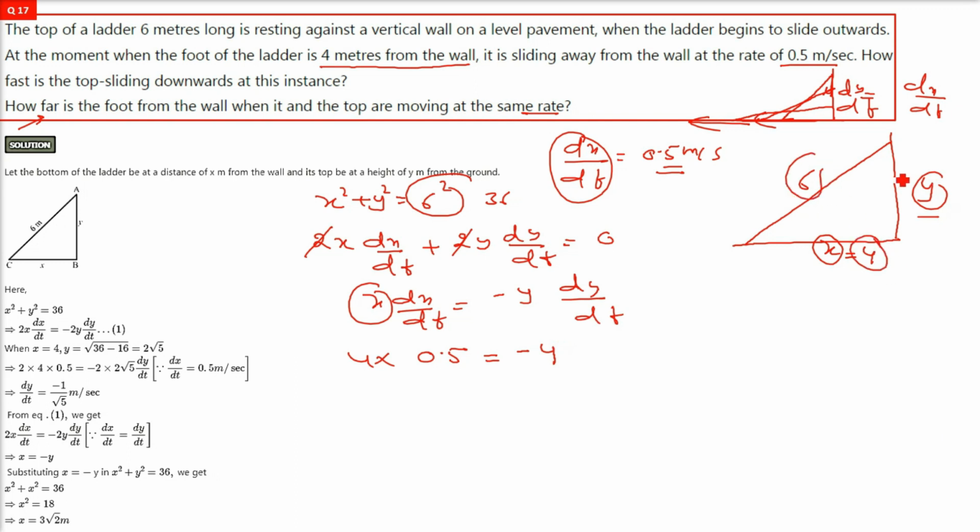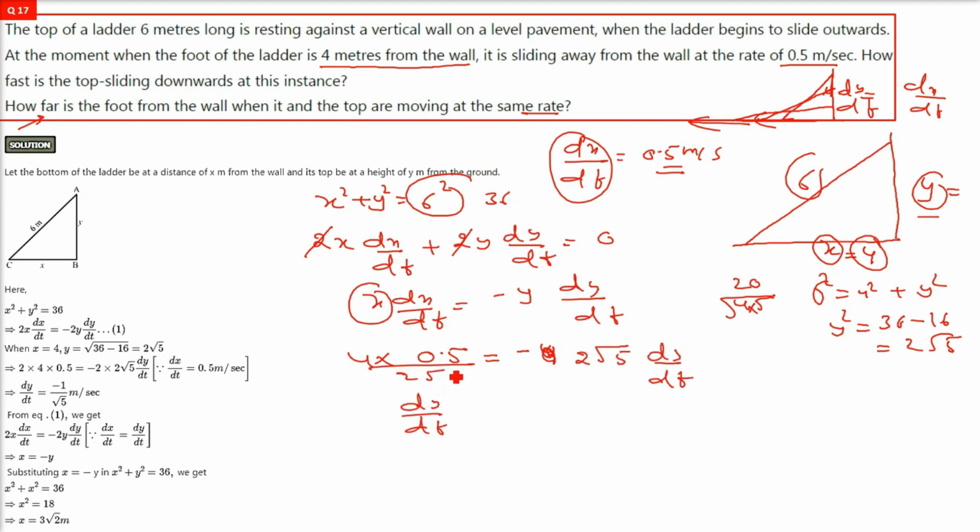If x is 4 and the ladder is 6, again we apply the Pythagoras theorem. So 6 square is equal to x square plus y square. X is 4, so this will be the square root of 36 minus 16, that is root 20. 4 fives are 20, so you can take 2 outside the root. This is 2 root 5. So let us write 2 root 5 here for y. So dy by dt is going to be, with 2 root 5 in the denominator, minus 1 by root 5 if you simplify, or you can keep it like that also. And this is in meter per second because dx by dt was already in meter per second. So this is the first thing they have asked.